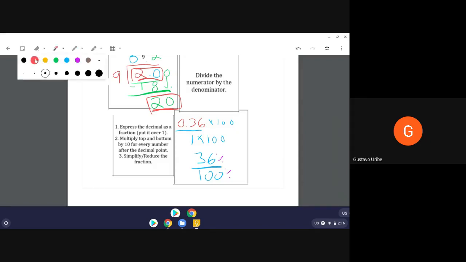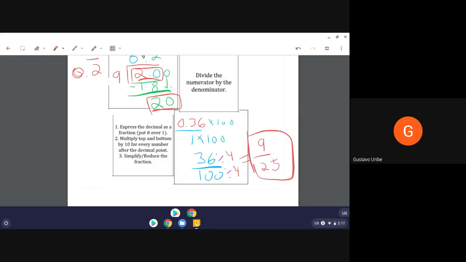So let's go ahead and divide this by 4. Now, some number times 4 gives me 36. Well, I know that's 9. Some number times 4 gives me 100. So if you don't know what 100 divided by 4 is, hopefully you can think of what number multiplied by 4 gives me 100. And that would be 25. So your answer would be 9 over 25.